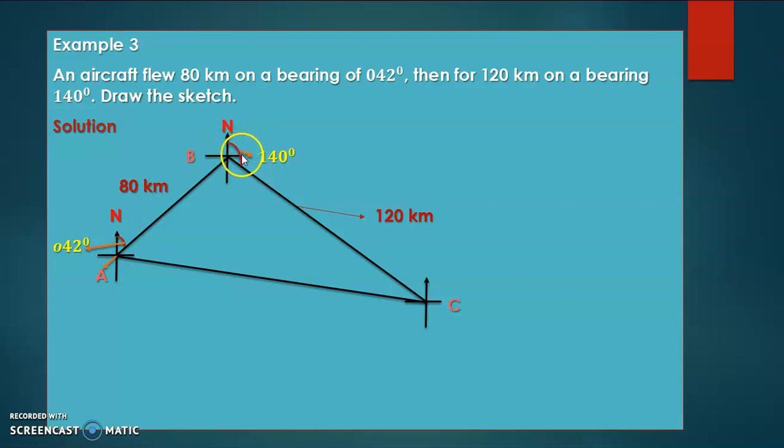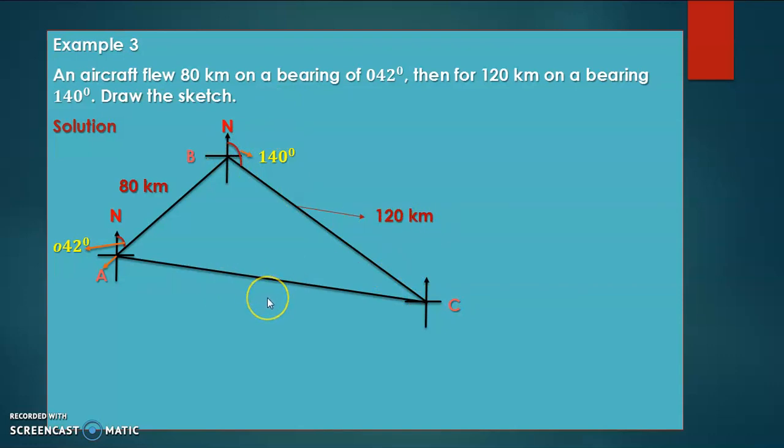Now we're going to take the angle from north and what? North and south. So it falls between here. So this is our 140. We'll take it down. And we are given the distance of this bearing that the aircraft flew 80 kilometers. So from here to this place is 80 kilometers. And from this point B to point C is 120 kilometers.